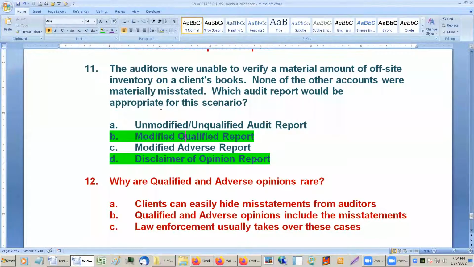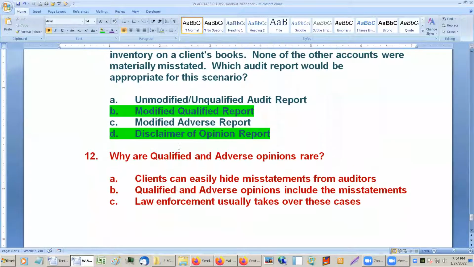There's two opinions available. You could give them a disclaimer saying, look, we don't know how big this thing is. We're giving you a disclaimer, which is nothing. But if you can, you would always try to give them something of value, and that would be a qualified opinion. Even though it's not a clean opinion, it still can help them in getting financing or investors or whatever.